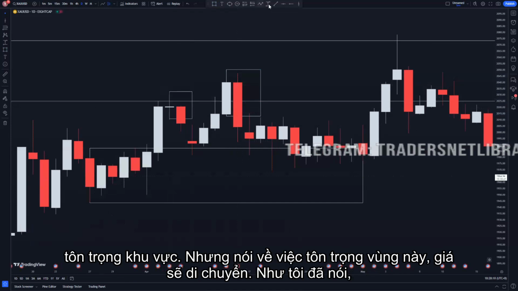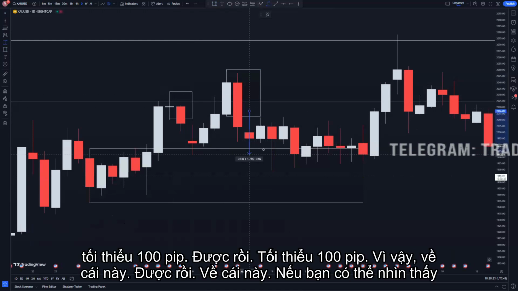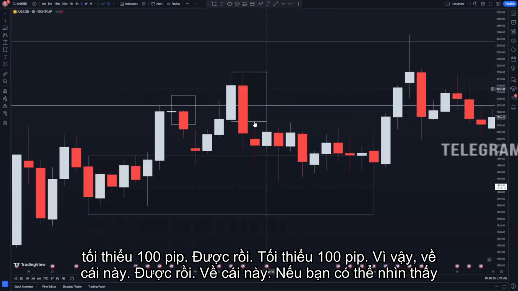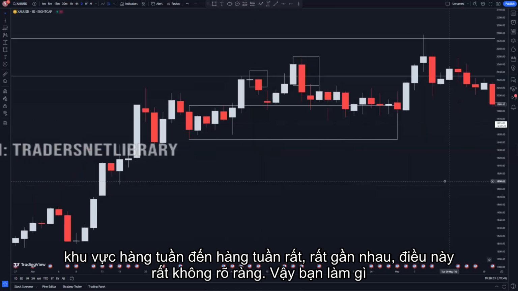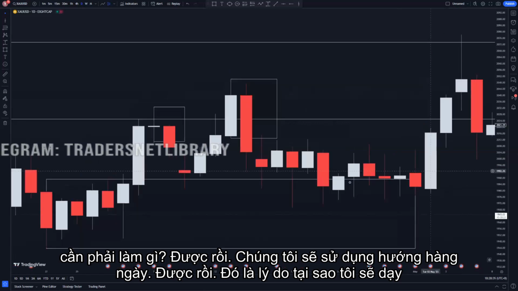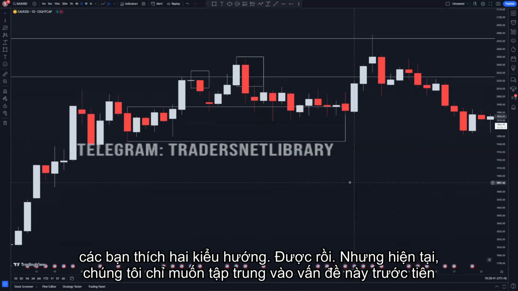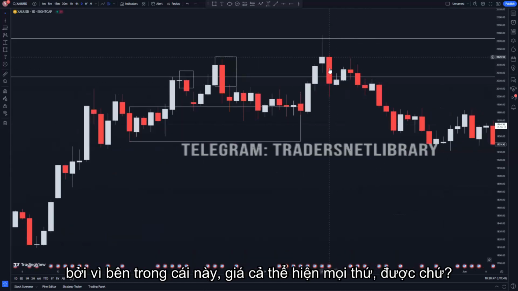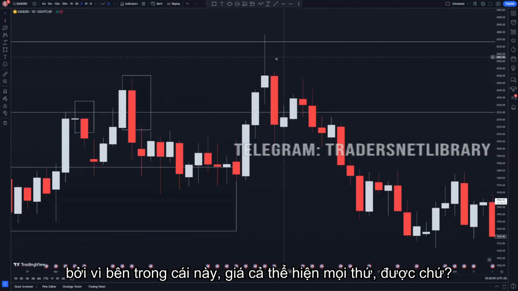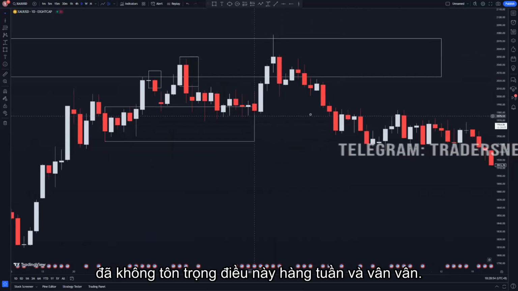But talking about respecting the zone, the price is going to move, like I said, minimum 100 pips. About this one, if you can see, the weekly to weekly zone is very, very close to each other, which is very unclear. So what do you need to do? We are going to use the daily direction. That's why I'm going to teach you guys 2 types of direction. But for now, we just focus on this one first, because inside of this one, the price shows everything, like why the price went down just like this, didn't respect this weekly, and so on. Is it okay?